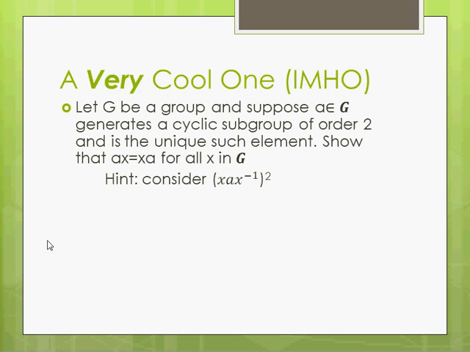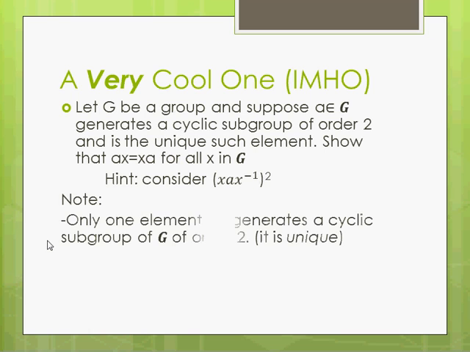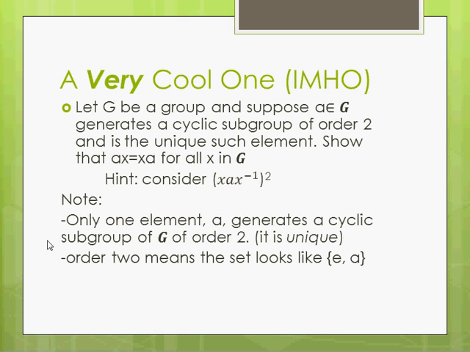So it gives us a hint to consider XA X inverse squared. It's kind of a vague hint, but let's talk about how we can make use of it. So things to note. There's only one element, A, that generates a cyclic subgroup of order 2. That's very important. Another thing is that order 2 means that cyclic subgroup looks like E and A. There's only 2 elements in it. And of course, one has to be the identity, so the other one's just A. Another thing is that A squared is E, obviously.